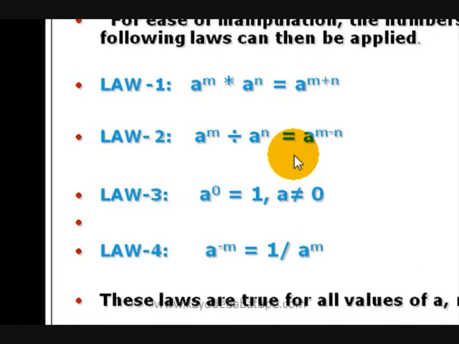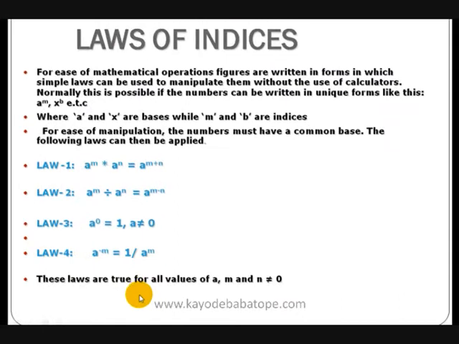Third law says that a raised to power 0 equals 1 for every a not equal to 0. This is where the popular expression comes from, that anything raised to power 0 is 1. So long as a is not equal to 0, any value that a has, once you raise it to power 0, the answer is 1. That is the third law of indices. Law 4 says a raised to power minus m is equal to 1 over a raised to power m. That is, a raised to power minus m is the inverse of a raised to power m. All these laws are true for all values of a, m, and n not equal to 0.